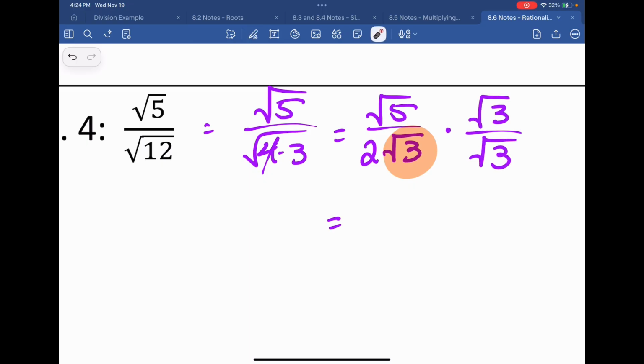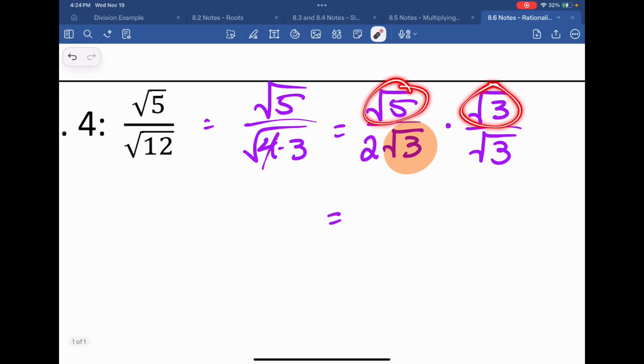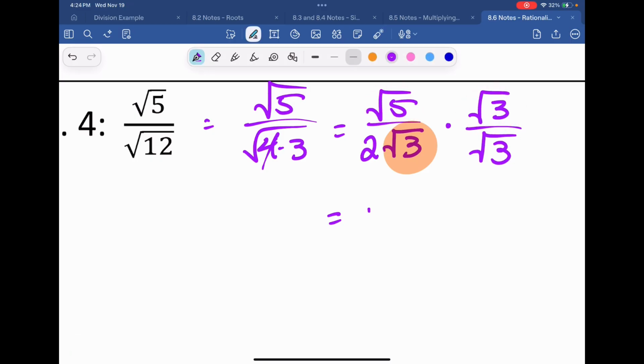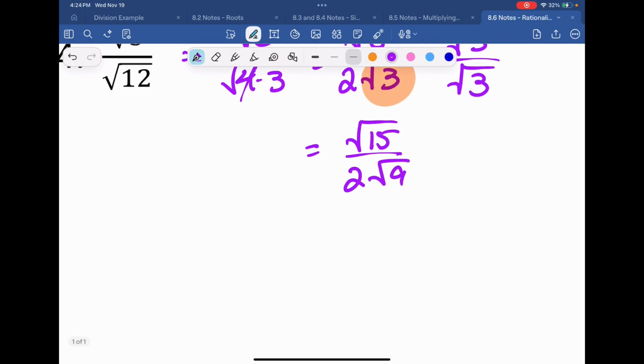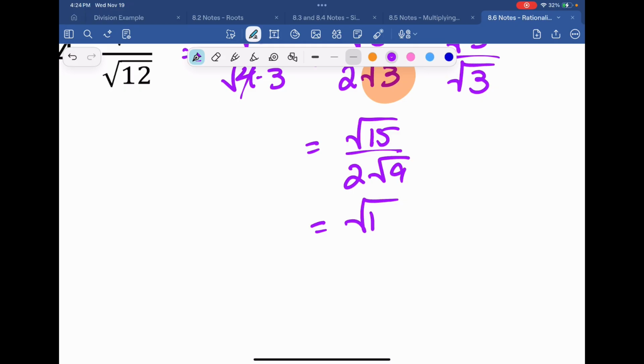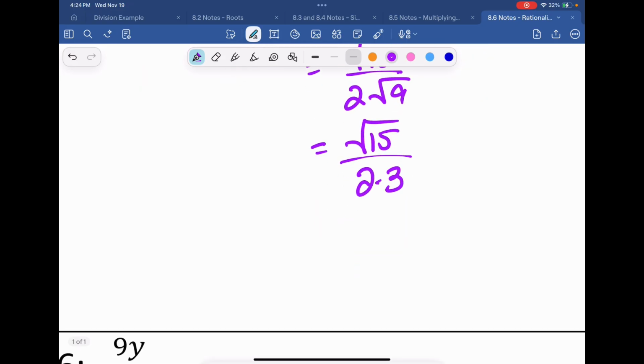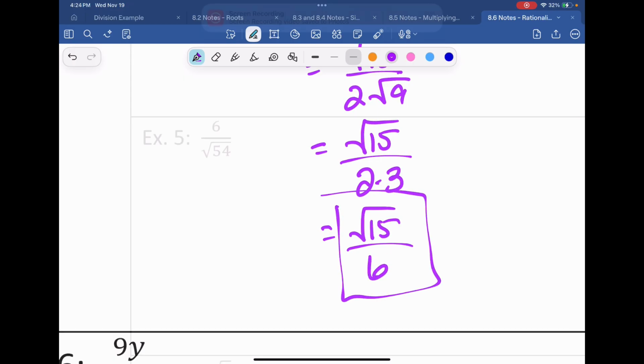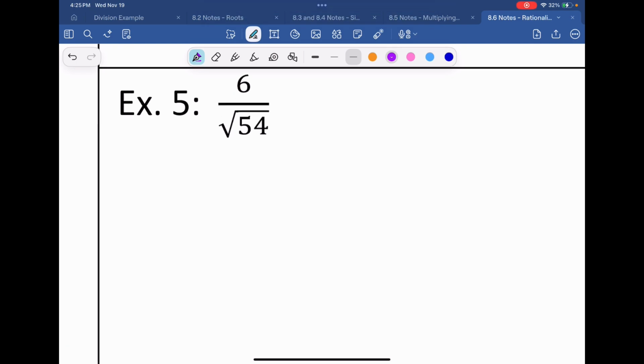And this is why we do multiplication first, because root 5 times root 3 is root 15. And root 3 times root 3 is root 9. Well, the square root of 9 is 3. So this is root 15 over 6. All right, simplify it as much as possible.